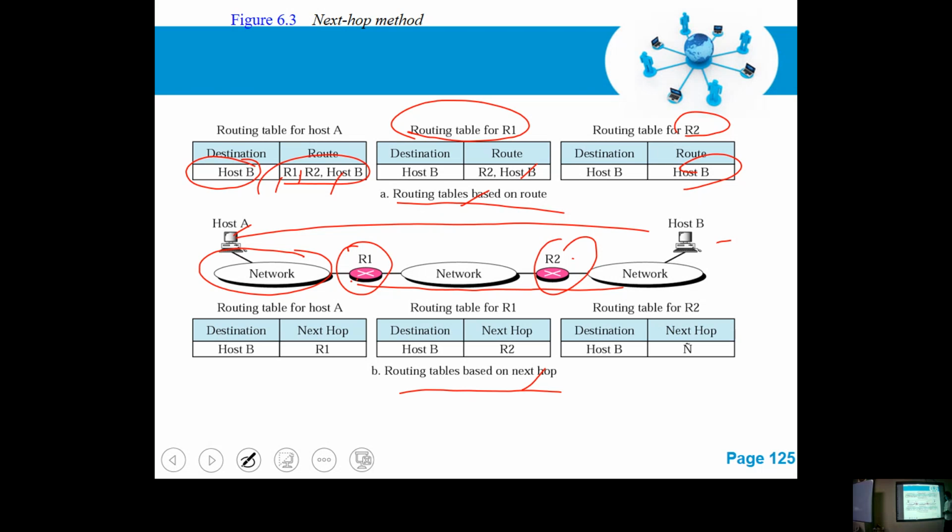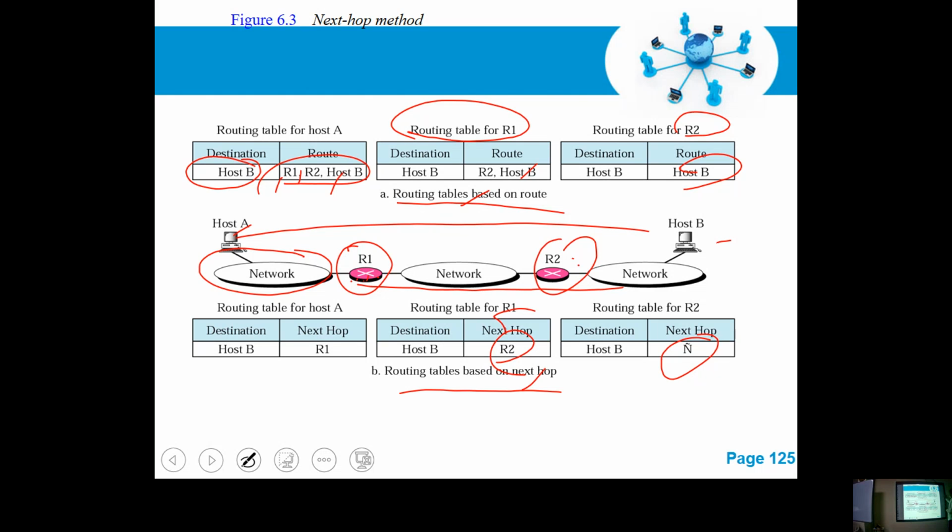Then we will see the table based on next hop. If I have to go from host A to host B, I will forward to R1. If I consider R1, it says I will forward to R2. If I consider R2, it says I have direct network connectivity, so I will give it to the network. Like that, we are going to have it. So this looks like it's fine.